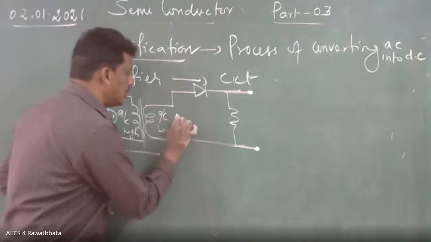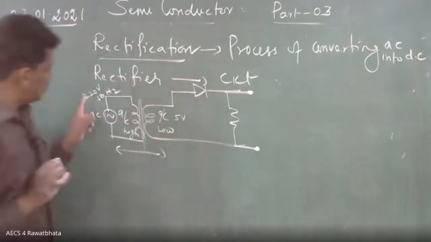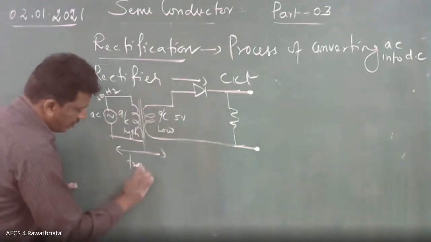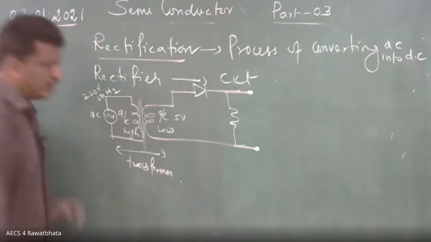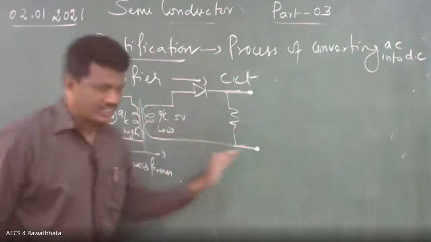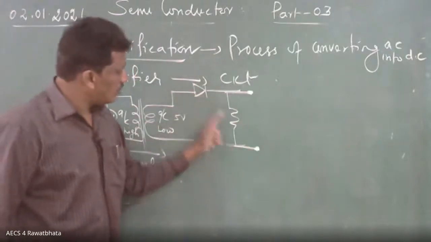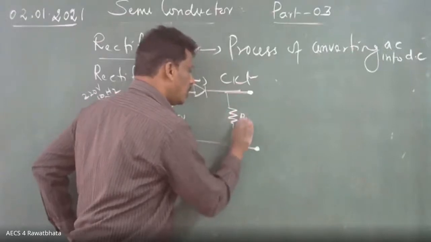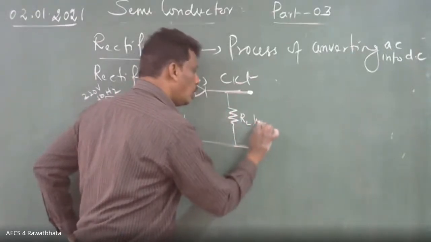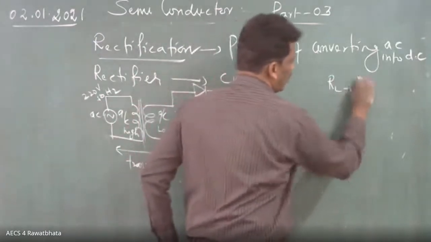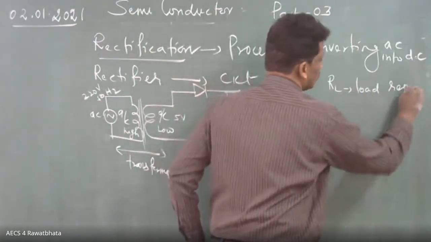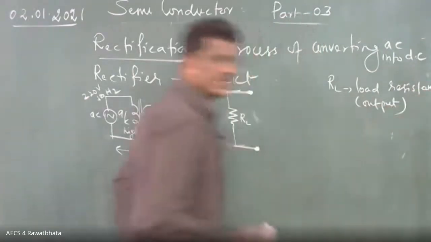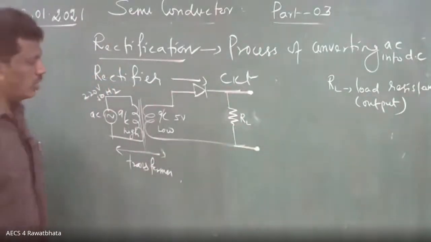Then 220 volt to some voltage you are going to get. Suppose I am writing here 5 volt AC. 220 to 5 you are converting. For that you use a transformer. After that, what is coming now? This part is a diode. Another one is a resistor, RL. RL means load resistance, the output resistance, where you are taking the output.